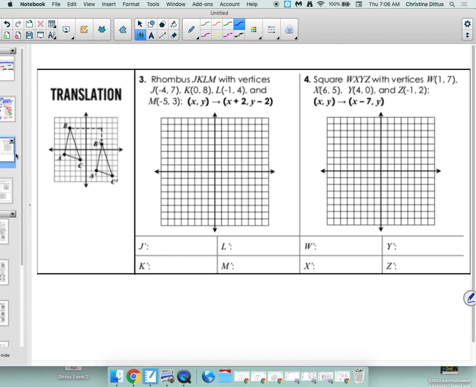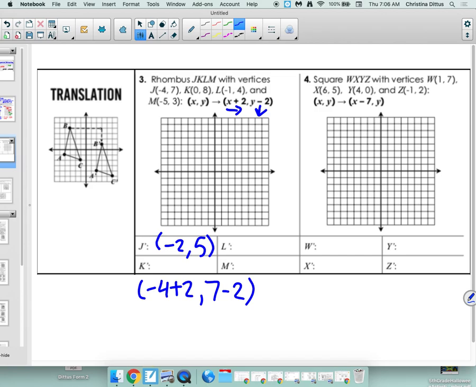I'm just going to do the math version again here. So to find J prime, my x value is negative 4. And then my rule says to add 2 to that. My y is 7. The rule says to subtract 2 from that. So my new coordinate should be negative 2, 5. This should be going right. Negative should be going down.